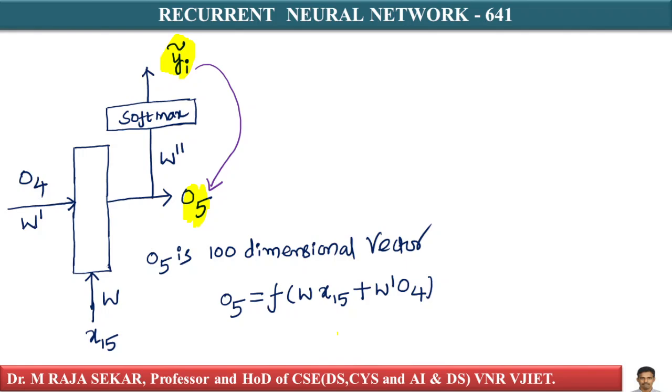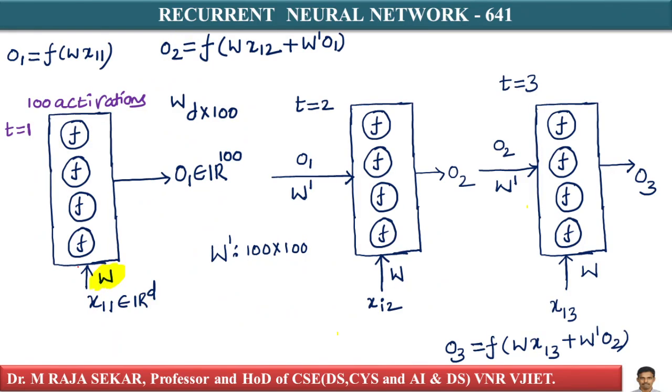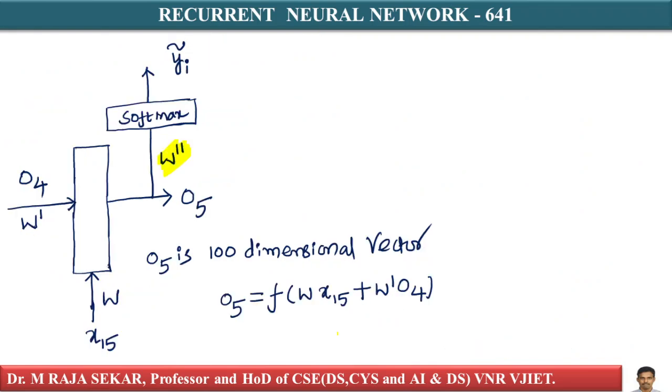So you have 3 types of weights here. You have W, which are the weights connecting the inputs to your hidden layer. W dash, which connects the output from the previous layer to the input of the next layer. And you have W double dash. This is the 3rd type of weight, which is connected to the final output through a softmax to get your yi tilde.